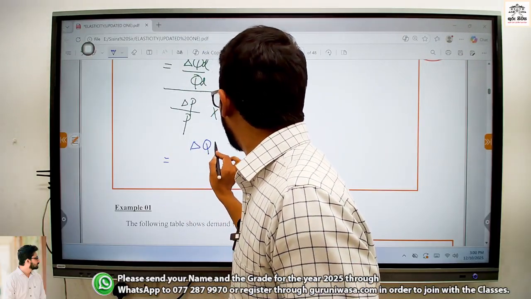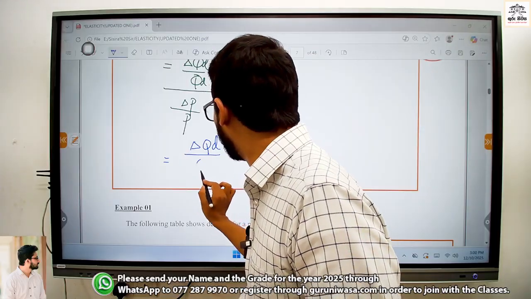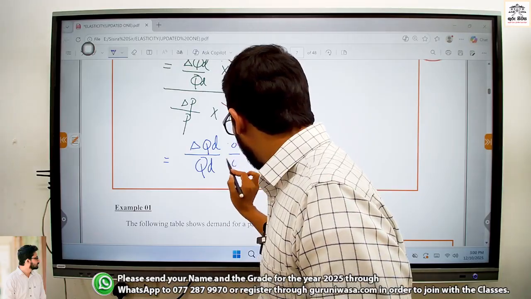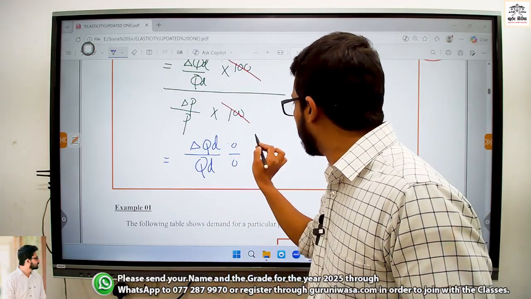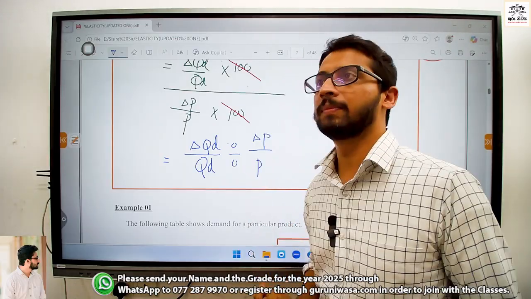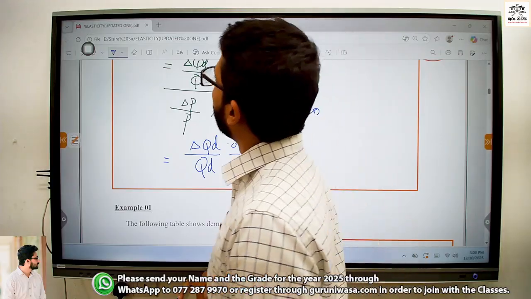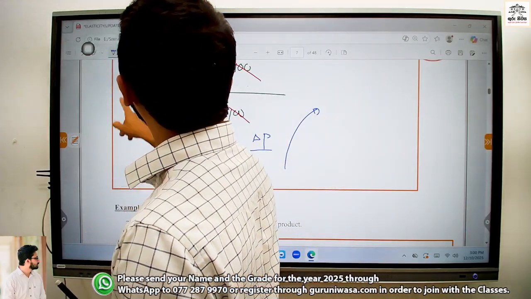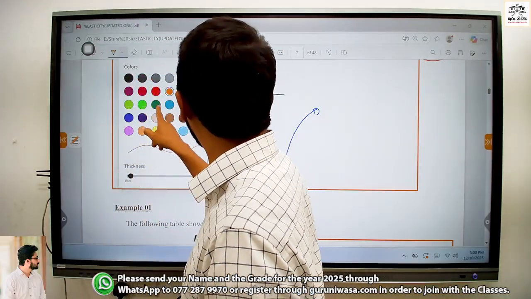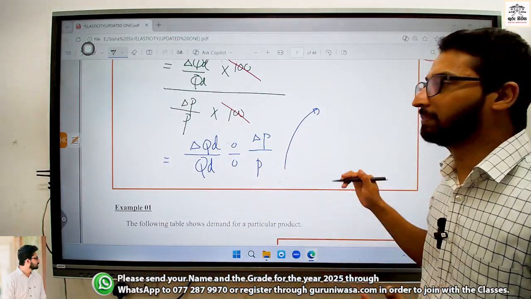Percentage change in quantity demand, change in quantity demand divided by quantity demand, division sign, delta P over P. How to simplify this equation? It's all mathematics. Make your O-level mathematics teacher proud. How to simplify this equation further?